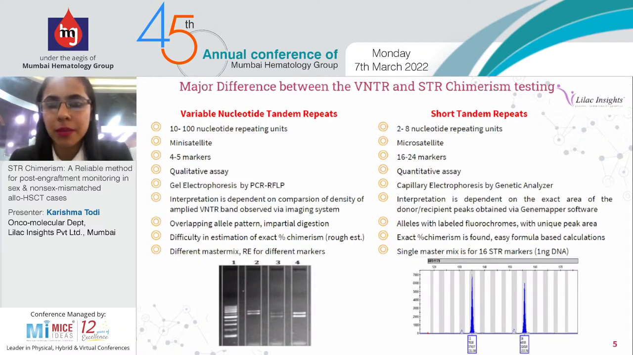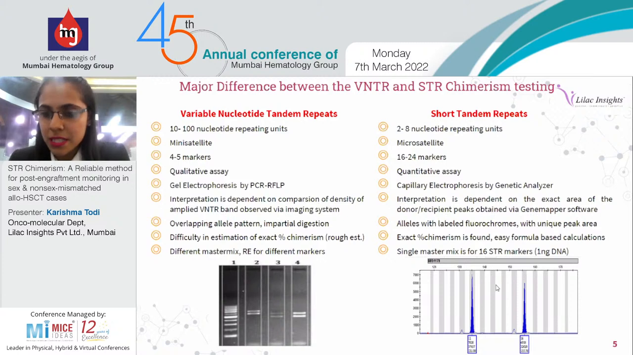But at the same time, when we check for short tandem repeat, in this technique there is only a single master mix where 16 different fluorescently tagged primers are added, which have different chromosomal locations. Following that, capillary electrophoresis is done. Once it is done, the signals emitted by the fluorescent primers are captured by a particular software, and that software produces a particular output.